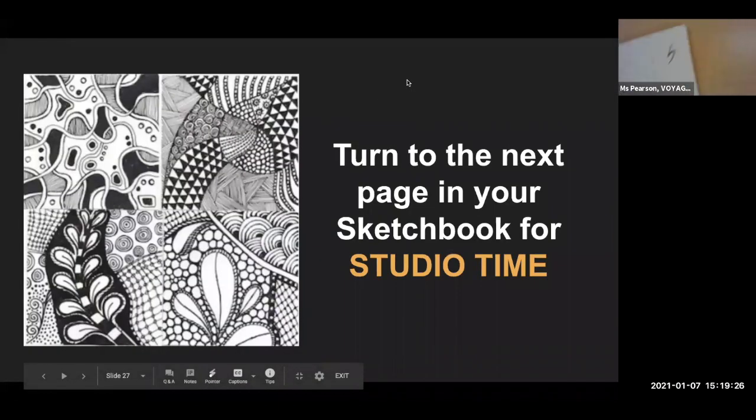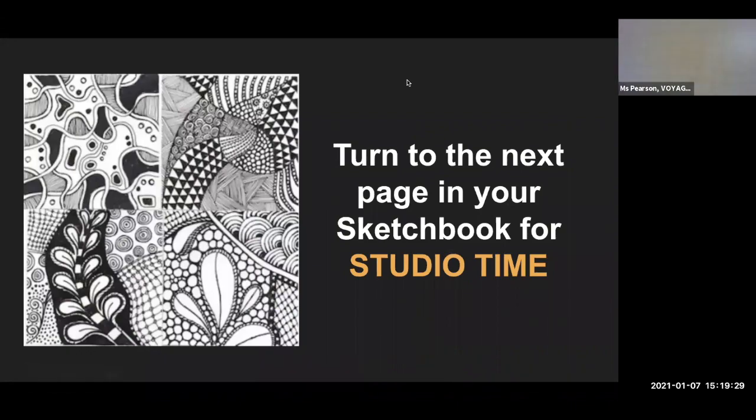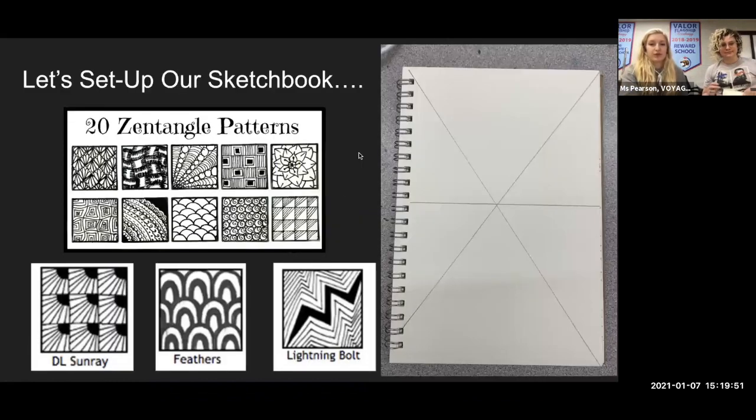All right, so now we are going to move over onto a fresh new page. So go ahead and flip over. Now we got a blank page, right? First thing we got to do is set up our sketchbook. In order to do that, grab a ruler. If you do not have a ruler, you can use a book or something of that sort as a straight edge when creating these lines and setting up our sketchbook.